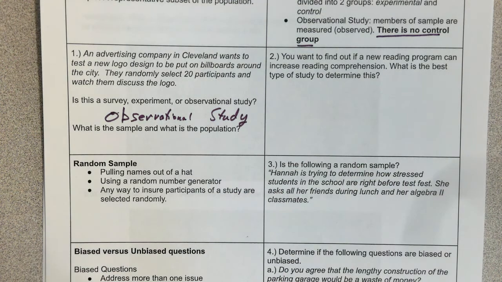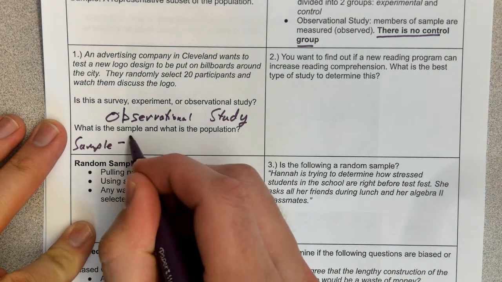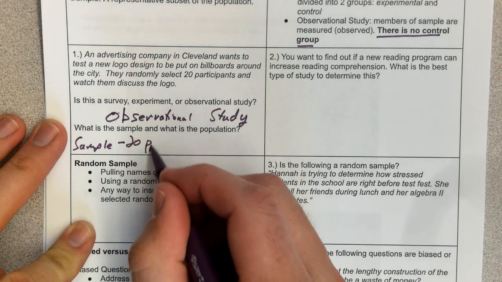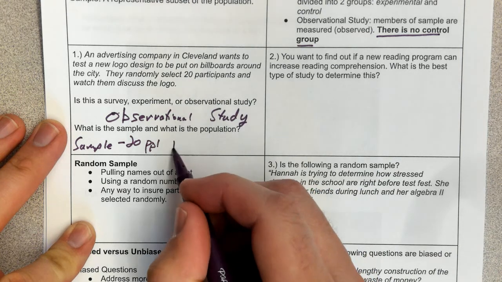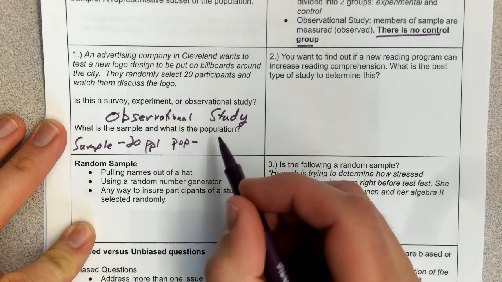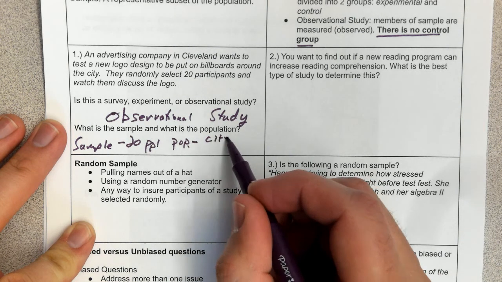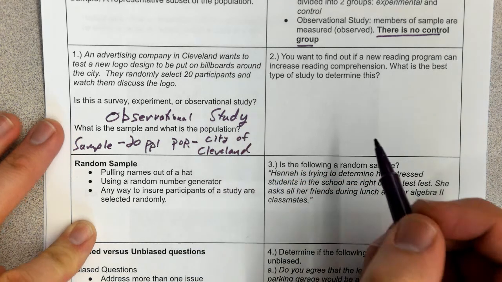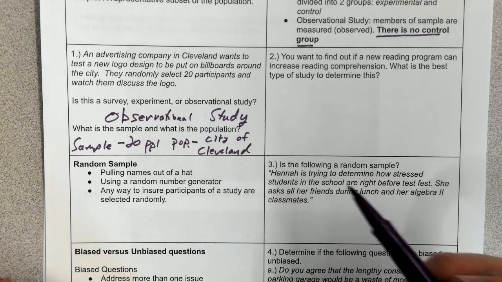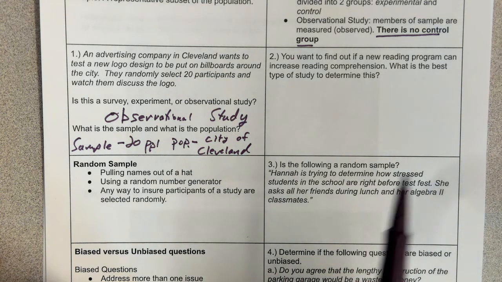All right, what is the sample and what is the population? Well, the sample is the 20 participants, 20 people. And then the population is the city of Cleveland. If we had more space, we'd write that it was the people in the city of Cleveland, or the population of the city of Cleveland. So that's the population and the sample there.